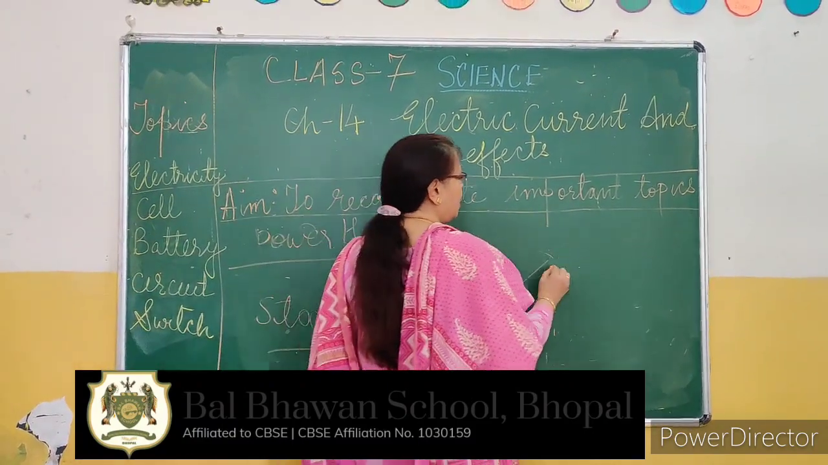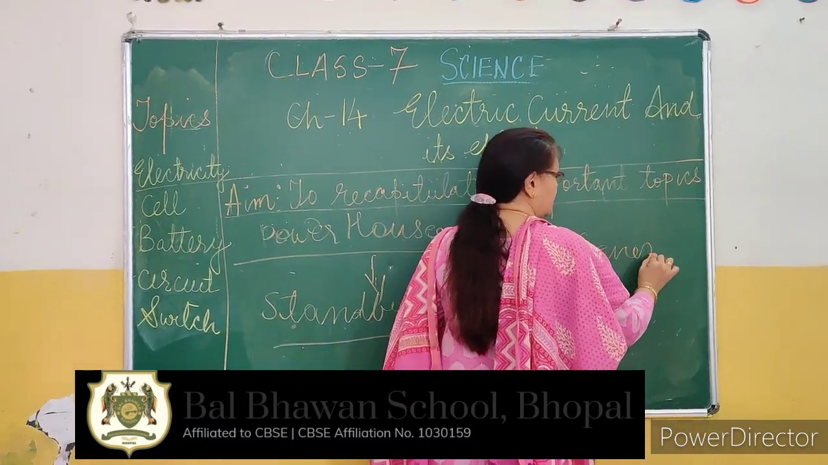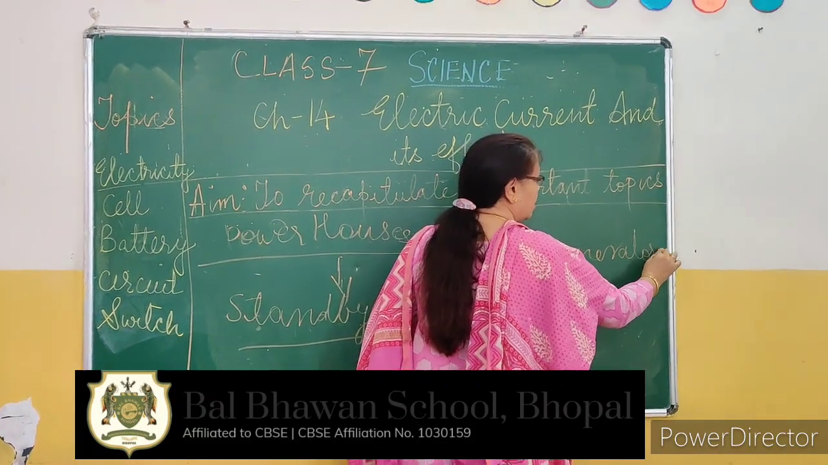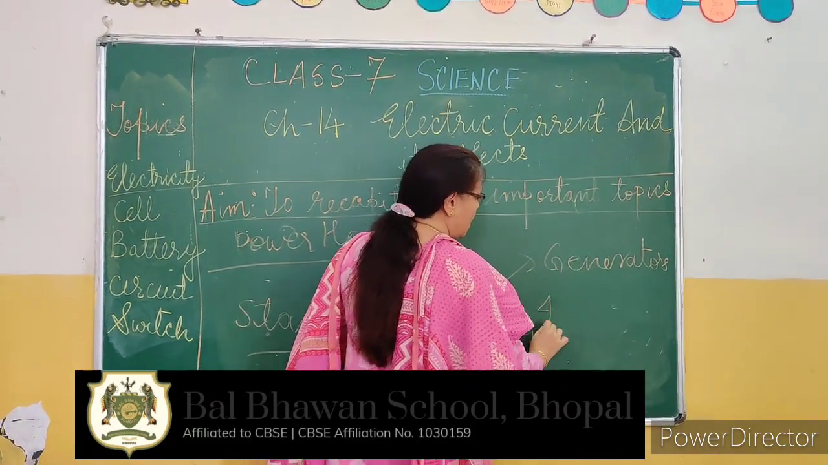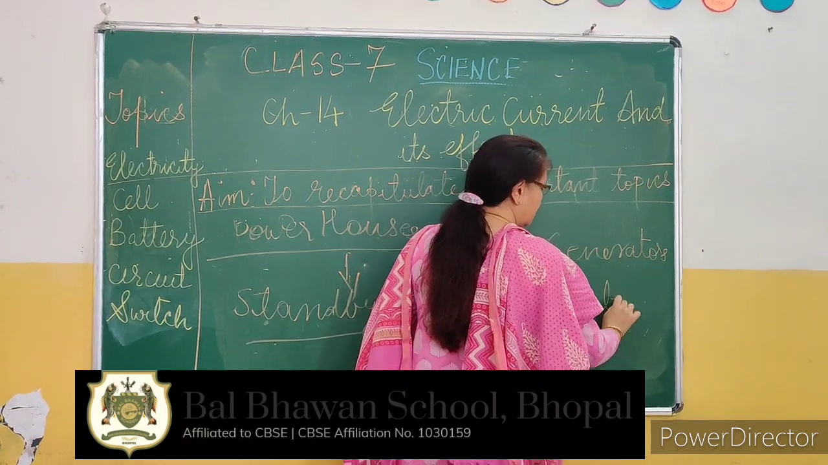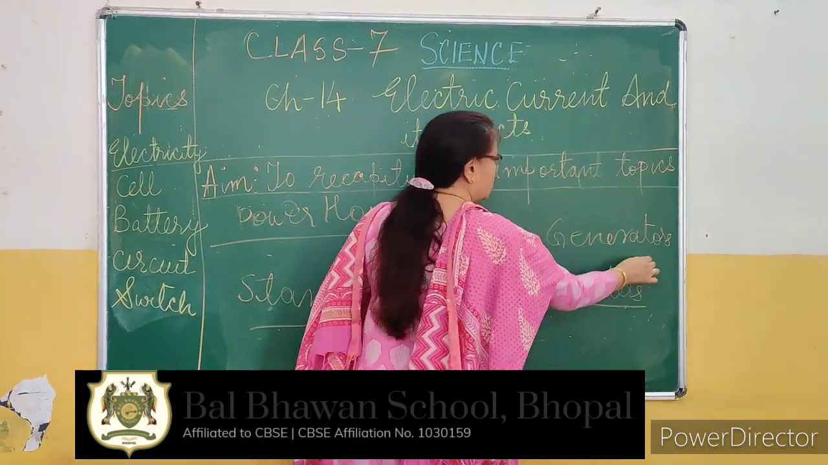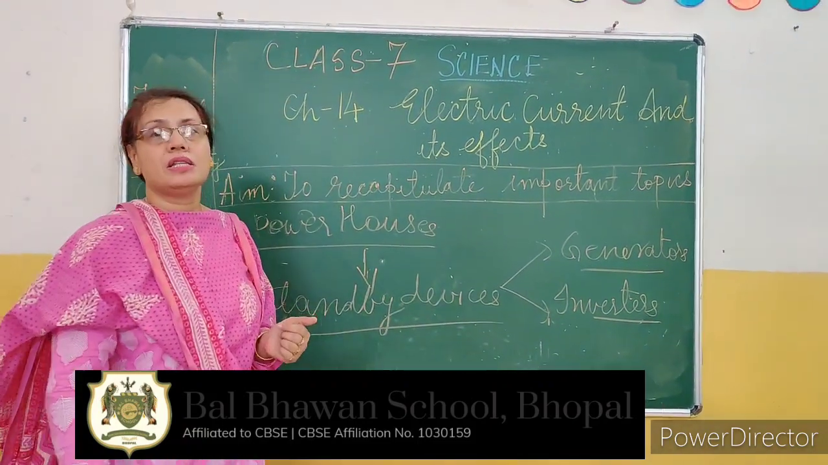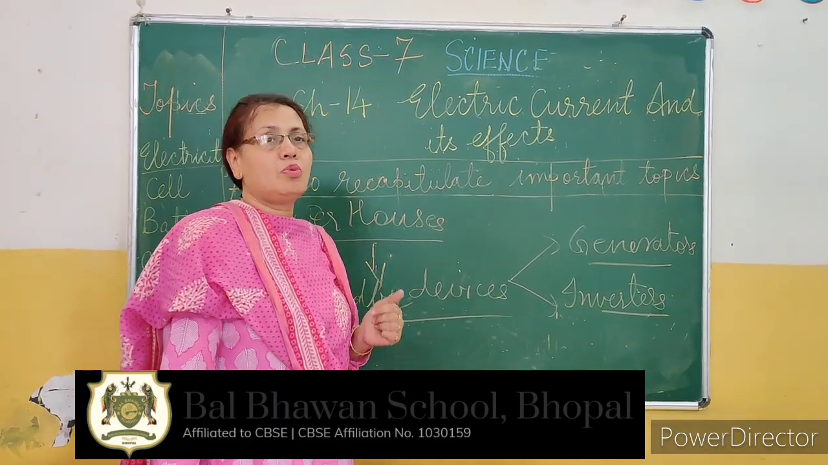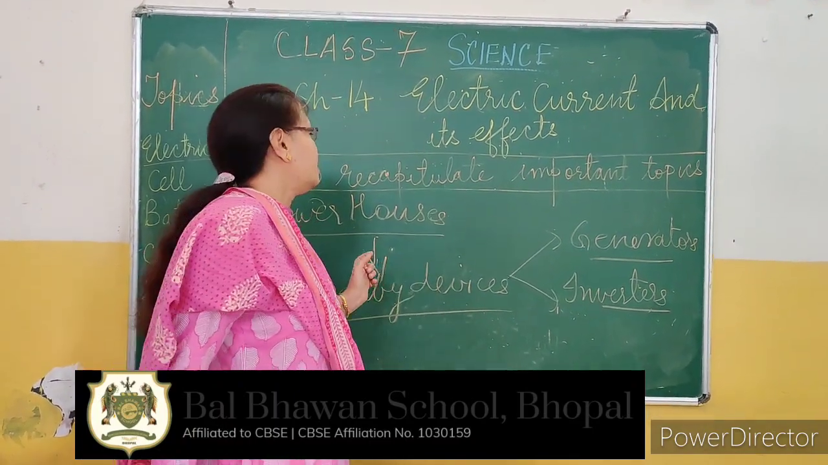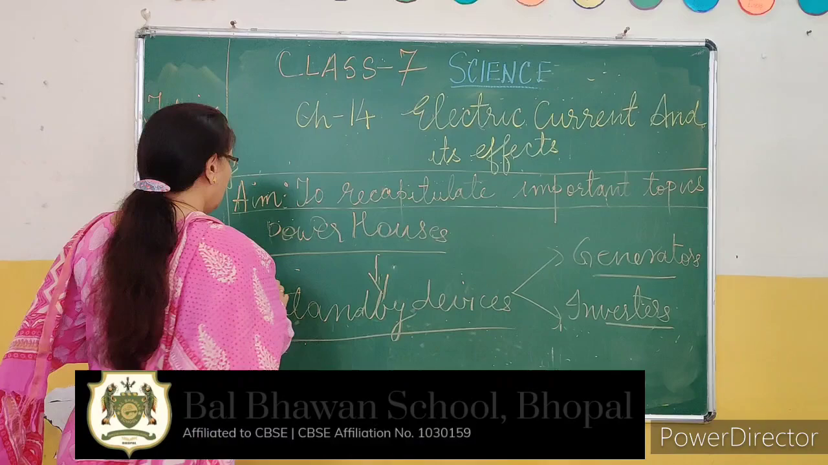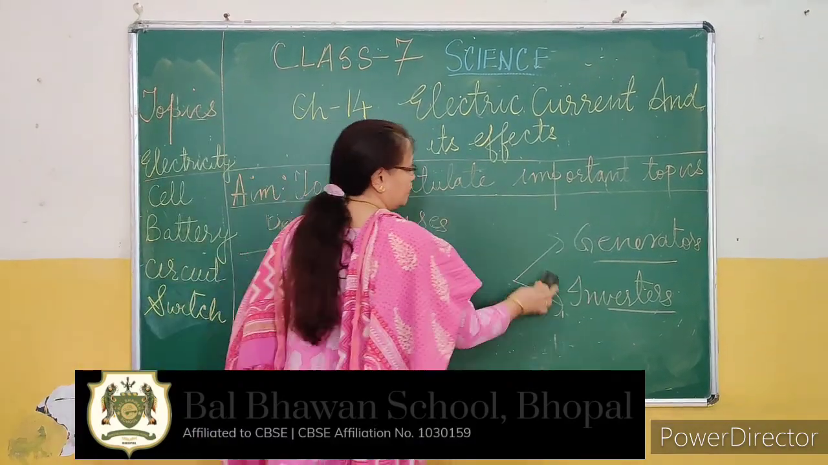For example, you all know about generators. You have done this in class 6. You all know about inverters. So the generators and inverters, these are the standby devices which provide us with electricity when there is a power failure.